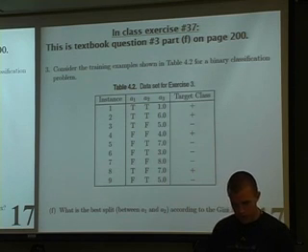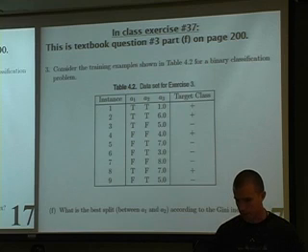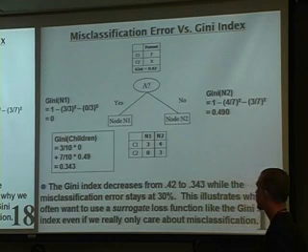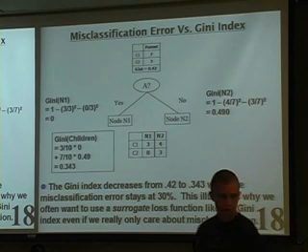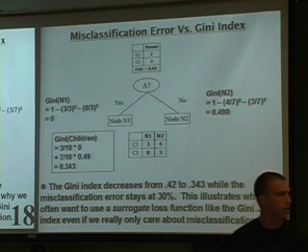Okay, any questions about that problem? Okay, so that's what rpart is doing internally when it starts growing the tree from the top down. Now the one thing we wanted to talk about is why would you use something like the Gini index to grow the tree when you really care about misclassification error?